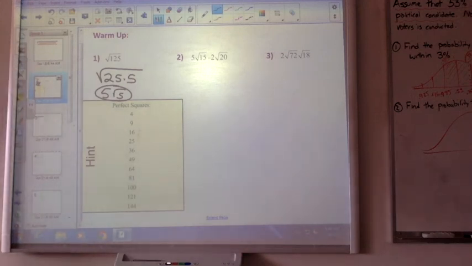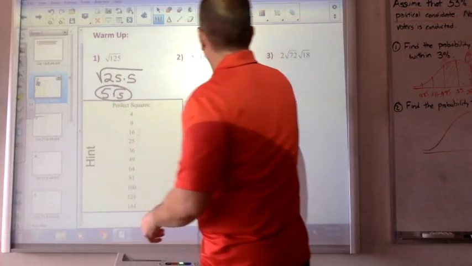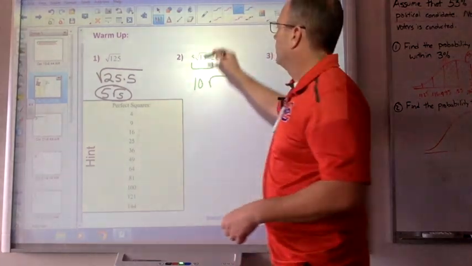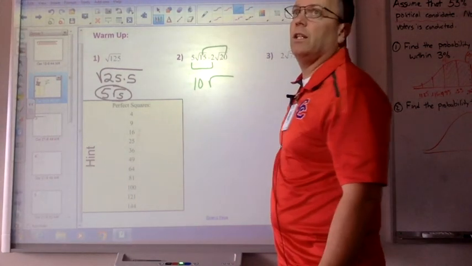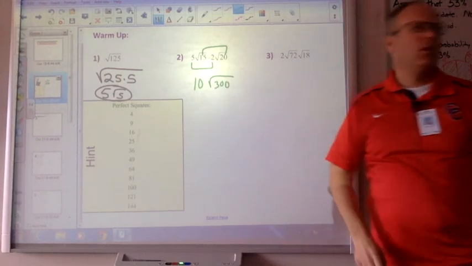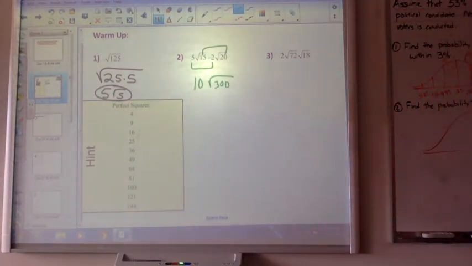Problem number 2, what's my first step? Multiply the outside. Good. So I'm going to get 10 on the outside. Second step is do what? Multiply the inside. So 15 times 20 is 300, I believe. Did someone double check that? Never trust my math.